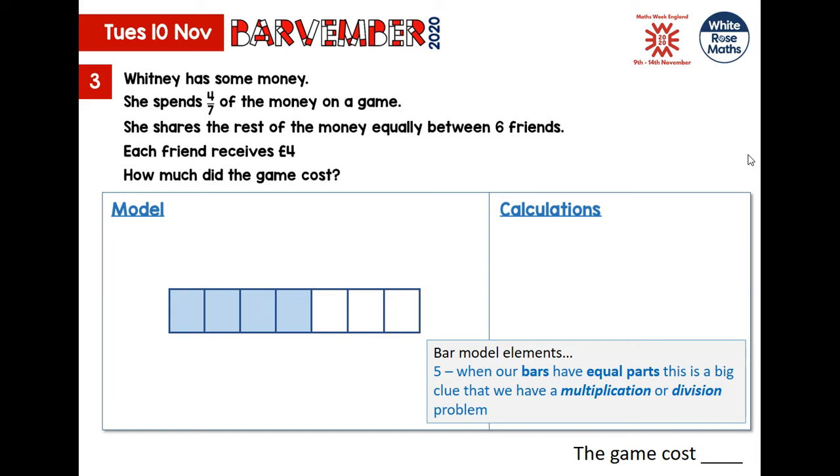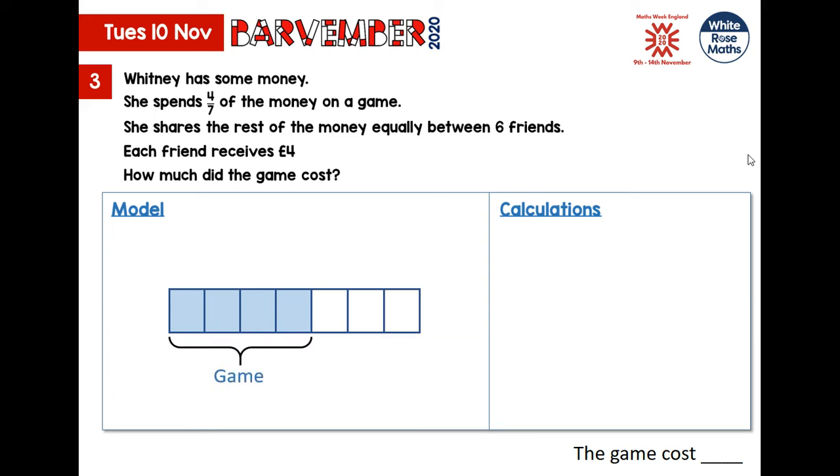Okay, now fractions, ratios, all end up with these equal parts, and whenever we see equal parts in these questions, it's a really big clue that we're going to be doing some dividing or multiplying, possibly both. So she spends 4/7 of the money on the game, so we've labelled that, that's good. She shares the rest, so the rest must be these 3 white bars here, and she shares it equally between 6 friends.